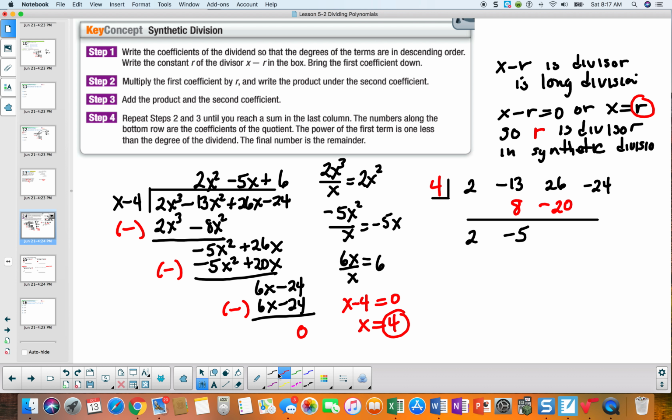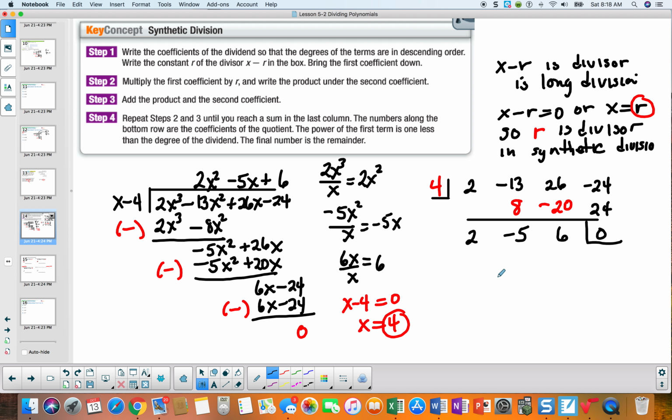I'm going to add, and when I add, I'm going to get a 6. And 6 is really this part of my answer right here. I'm going to take 24 times 6, and I have 24. Now when I add, I'm going to get a 0. And I put a little box here because that 0 really is the remainder right here. So this portion right here is my answer.